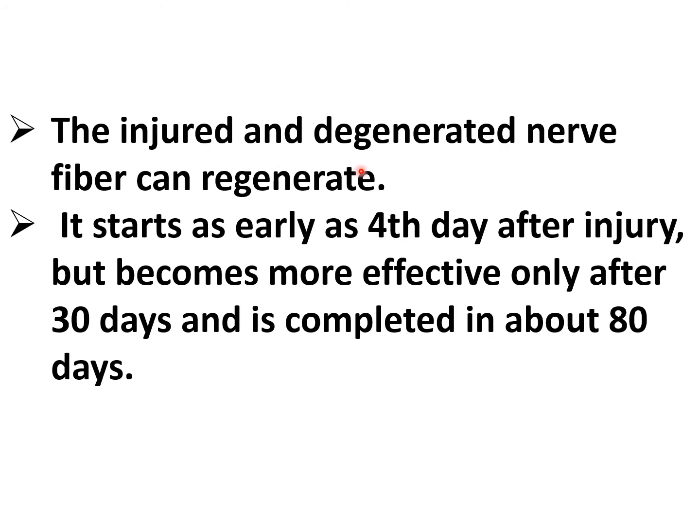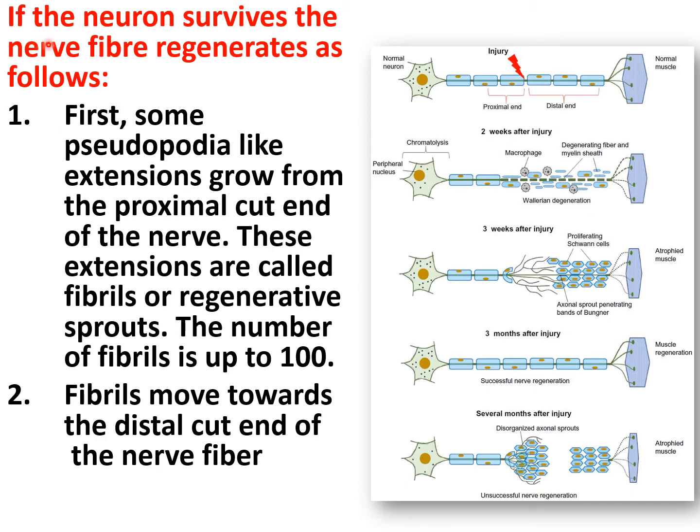The injured and degenerated nerve fiber can regenerate. It starts as early as the 4th day after the injury, but becomes more effective only after 30 days, and it is completed in about 80 days. If the neuron survives, the nerve fiber regenerates as follows.